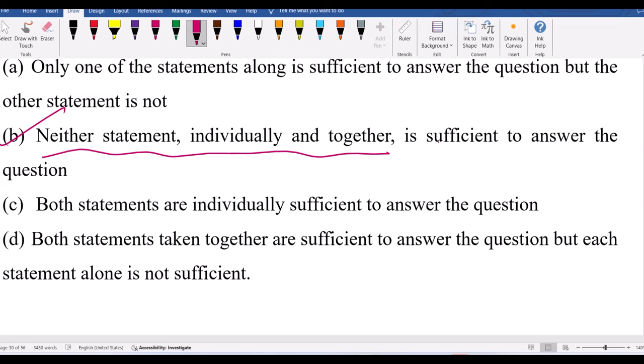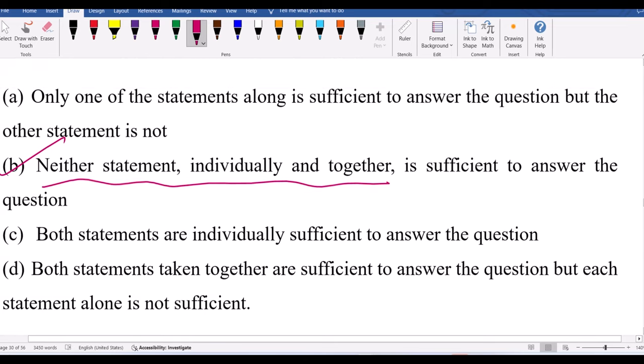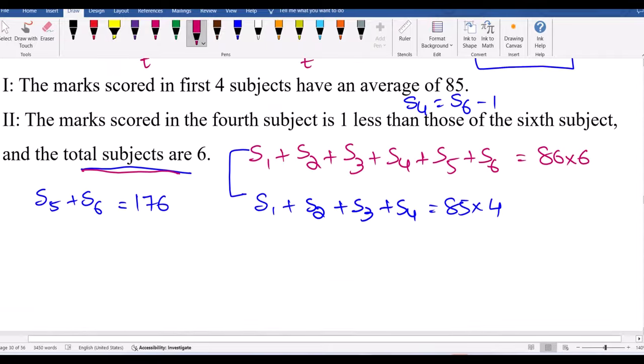Option B, together not sufficient. Only one of the statements is sufficient. One alone, two alone possible means this. Together possible means D. One alone, two alone possible means C. One alone possible, two alone not possible, or two alone possible, one alone not possible, then A. This is how the options are.